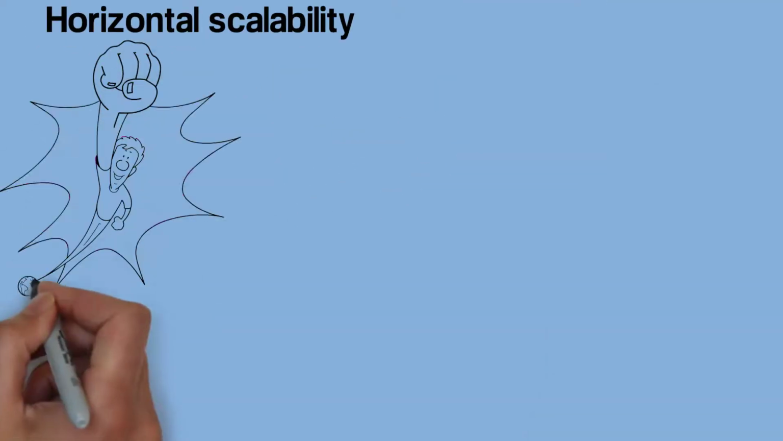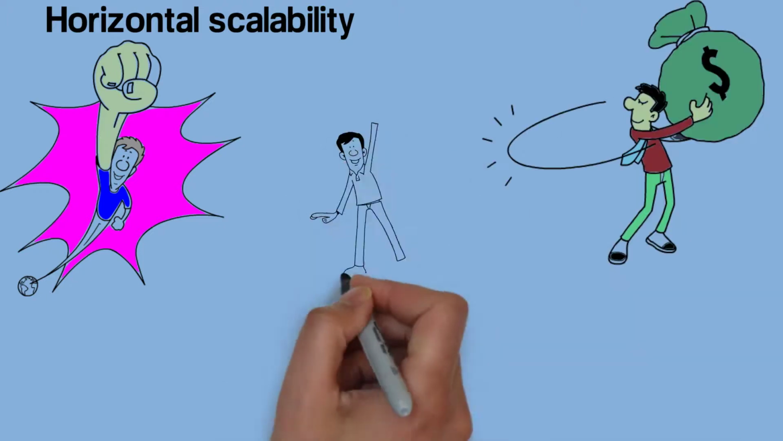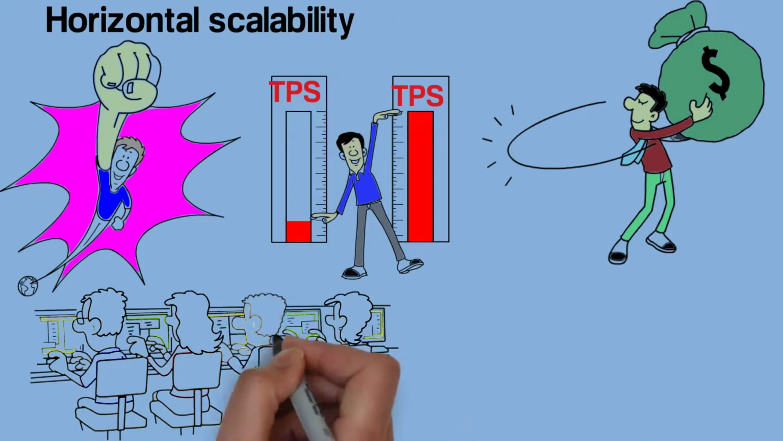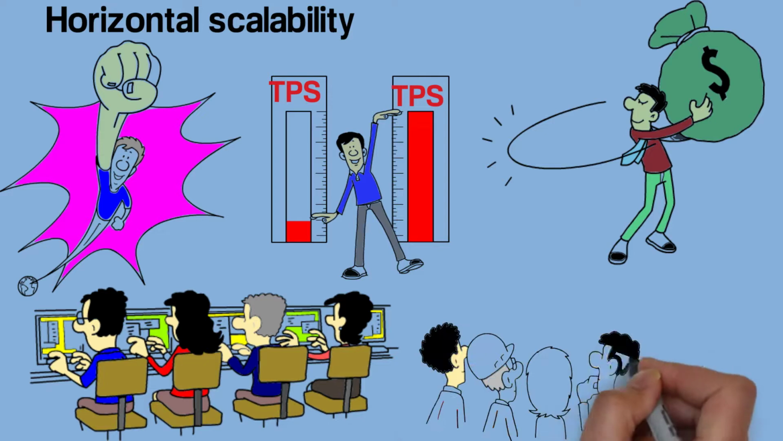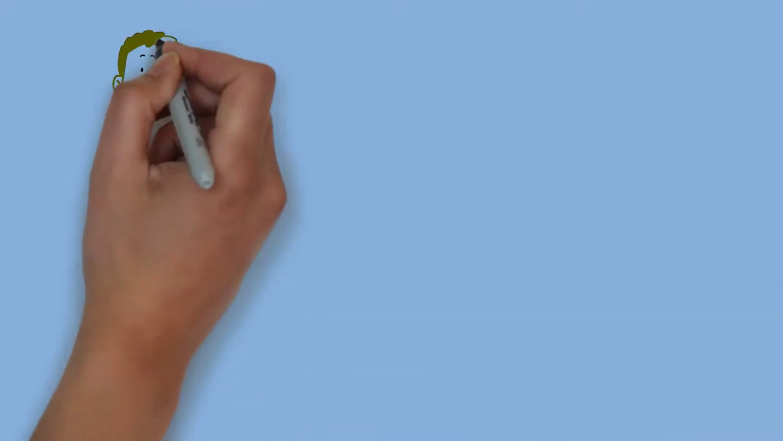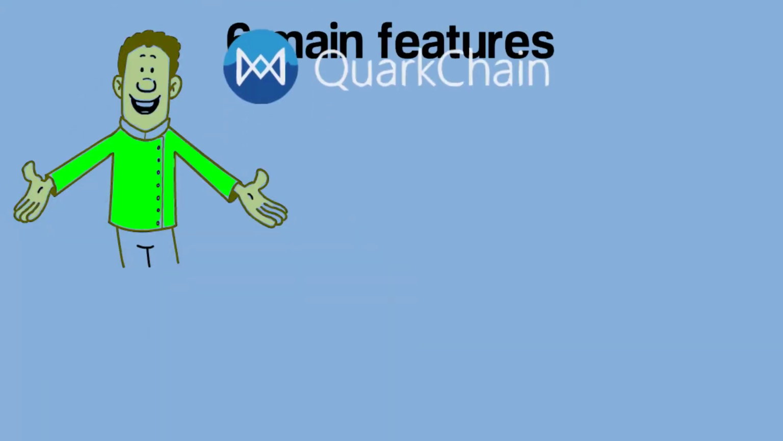6. Horizontal scalability. Because a super full node can be extremely expensive when TPS goes high, we allow multiple honest nodes forming a cluster running as a super full node. These are the 6 main features of Quarkchain.